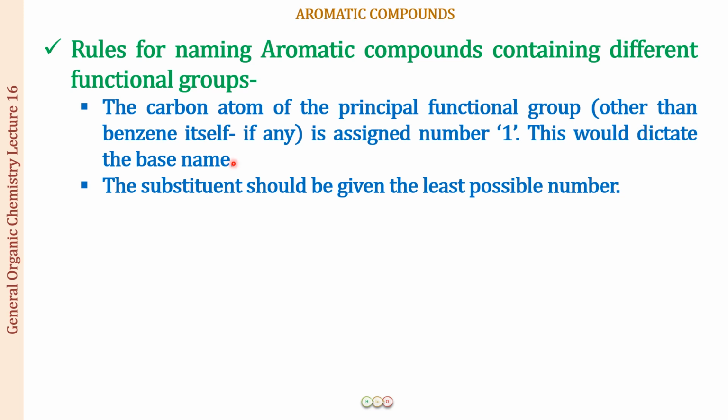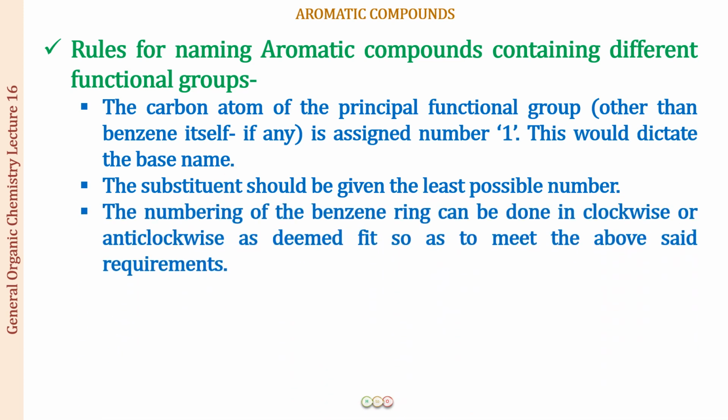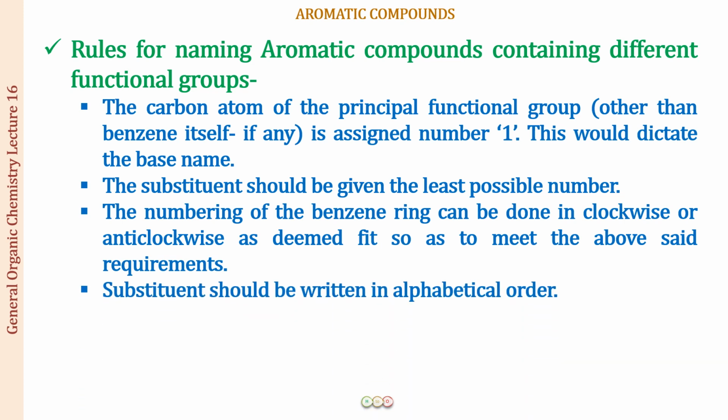The substituents, if they are going to be present, we have to give them the least possible number, and the numbering of the benzene ring can be done in the clockwise or in the anti-clockwise direction, so as to give the principal functional group carbon number 1, or the substituents the least possible number. So this is what you have to remember while numbering the carbons of the benzene ring. The next is that the substituents have to be written in the alphabetical order. This is just like we have done for the aliphatic as well as the alicyclic compounds.